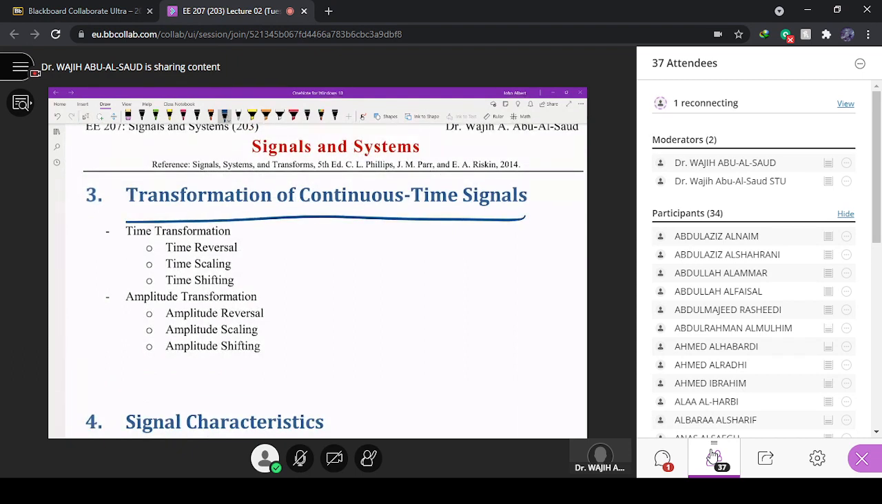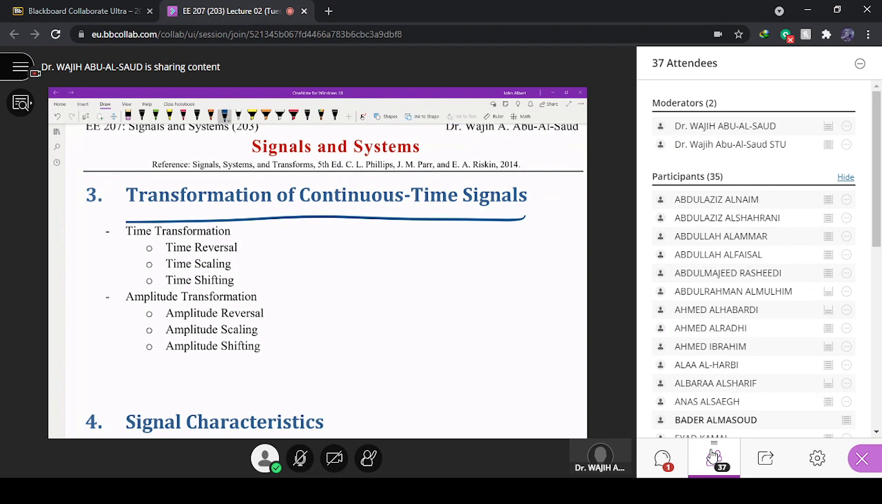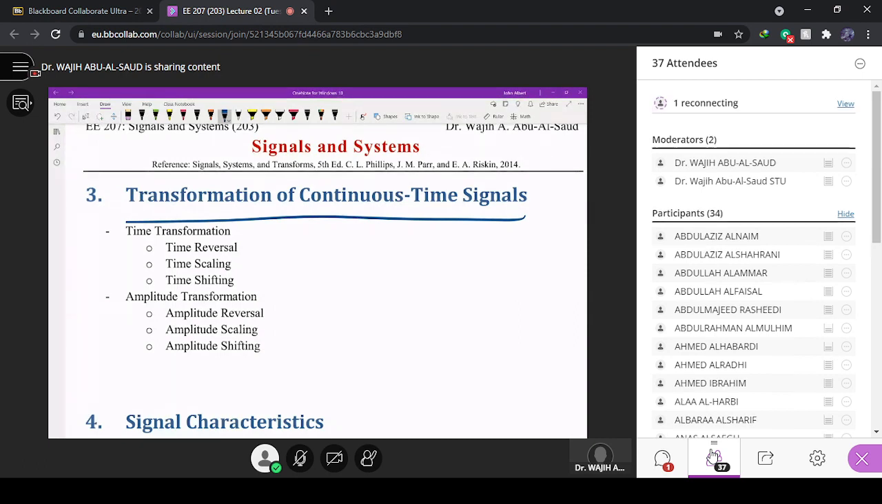I mentioned last class that in the first half of the course we will be talking about continuous time systems, and in the second half of the course we will talk about discrete time systems. Since we're going to be talking about continuous time systems, let's talk about continuous time signals and how we can manipulate them, how we can deal with them, and so on. Now we know what a signal is. Basically, it's a function of time.